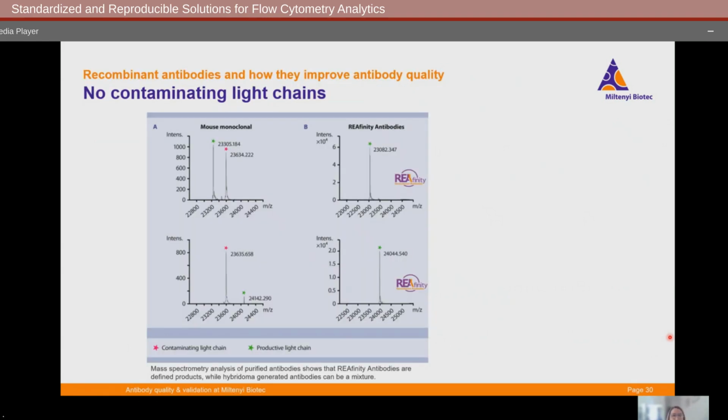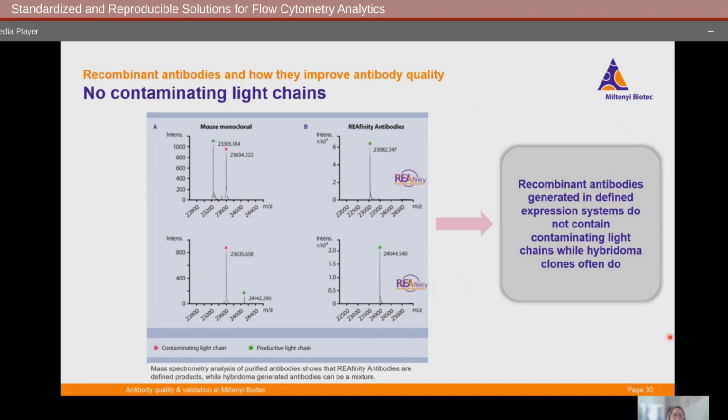Getting into the quality of reaffinity antibodies. Here's an example showing mass spec data where the recombinant antibody shows a much more pure product in mass spec compared to the hybridoma clone. This pink star shows the contaminating light chain that you get in monoclonal antibodies, whereas reaffinity antibodies typically do not have this. So you have a much more pure product with reaffinity antibodies.